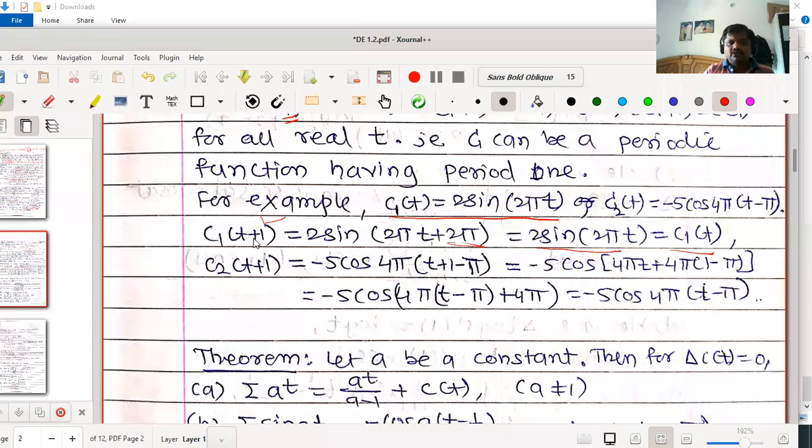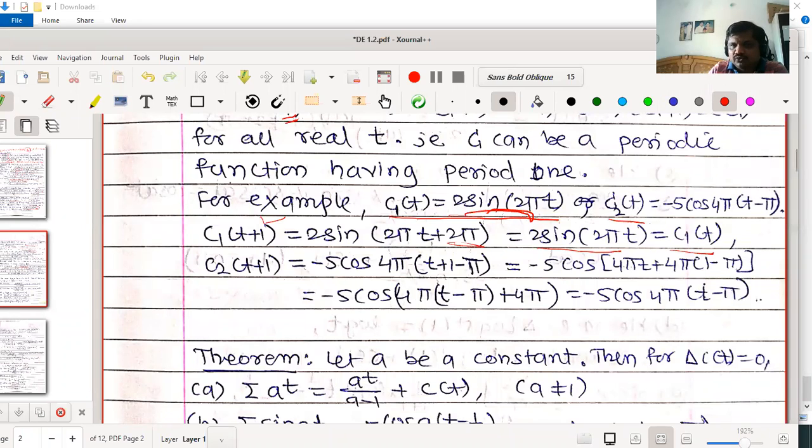Correct? So this c1(t) is a periodic function with period 1. So for any real number t, c1(t plus 1) equals c1(t), and this is not a constant function. ये constant function है क्या? नहीं है. This is not a constant function. So though this is not a constant function, c1(t plus 1) equals c1(t), that is delta c1(t) equals 0 we get. So there may be such types of functions, right?